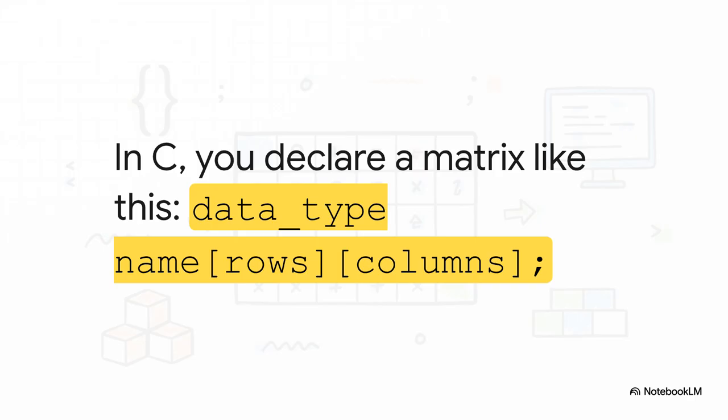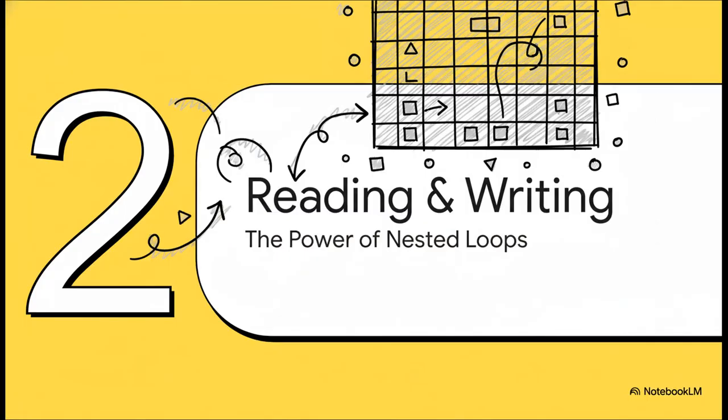And here's the magic spell to bring that grid to life in your C code. This one line is you telling the compiler, hey, set aside some memory for me in a grid shape. You just have to tell it what kind of data you're storing, give your grid a name, and then define its size with the number of rows and columns. Easy as that.